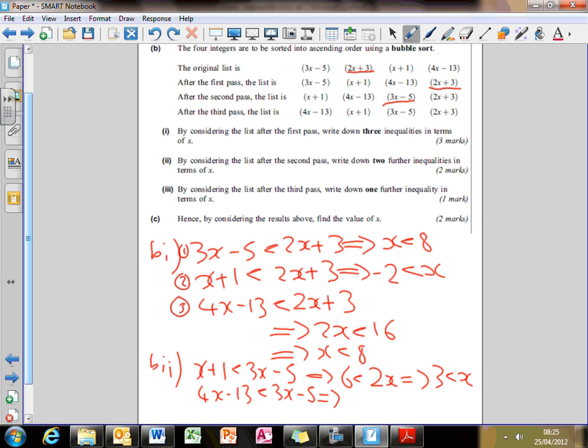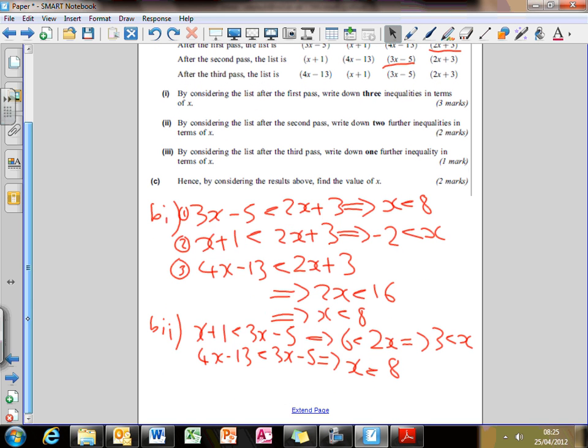If we simplify this, we take away the 3x on both sides, x is less than, if we add 13 to minus 5, oh, we get 8. Flipping heck. Oh well. Right.